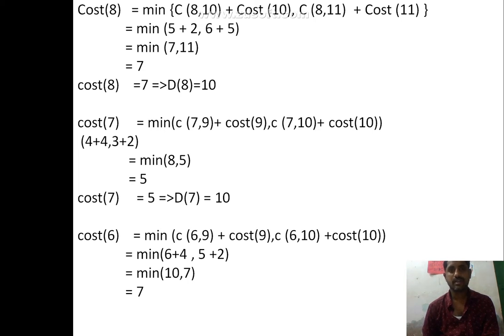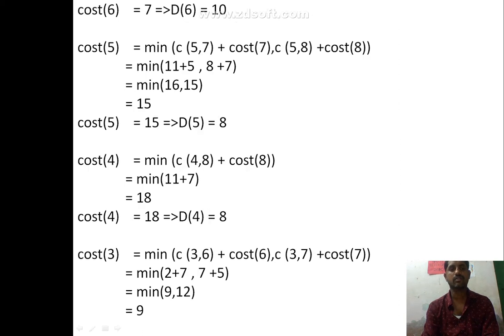and c(6,10) plus cost of 10, then min of 6 plus 4 and 5 plus 2, then the minimum of 10 and 7 is 7, so cost of 6 equal to 7. Then cost of 5 means c(5,7) plus cost of 7, and c(5,8) plus cost of 8, and min of 11 plus 5, and 8 plus 7 is equal to 15, so cost of 5 is 15, d of 5 equal to 8. And cost of 4 is min of c(4,8) plus cost of 8, equal to 11 plus 7, then 18, and cost of 4 equal to 18, d of 4 equal to 8.